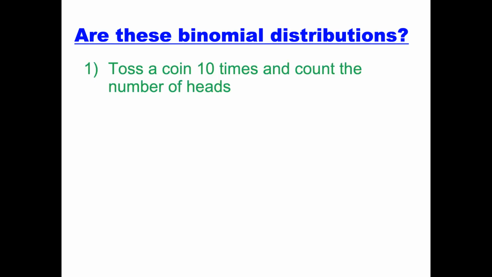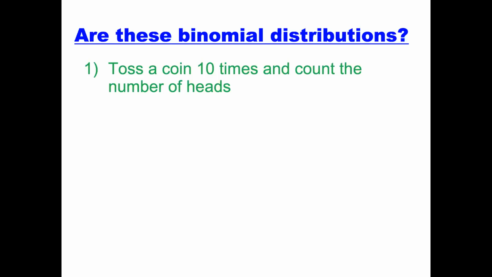Starting with BINS, binary outcomes, B. Do I have two outcomes? Heads, not heads. Yes, heads or tails, right? Binary outcomes, so B satisfies. I, independent trials. Every time I flip the coin, it doesn't affect the next flip. So yes, I have independent trials. N, number of trials is fixed. Yep, I'm tossing the coin 10 times, so that number is fixed.